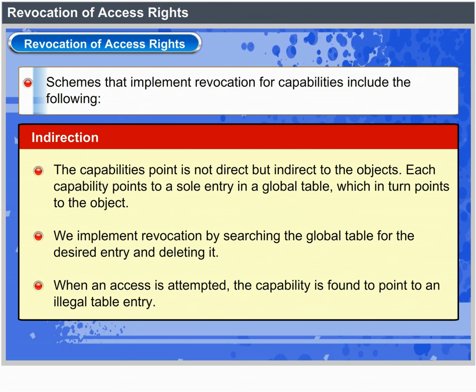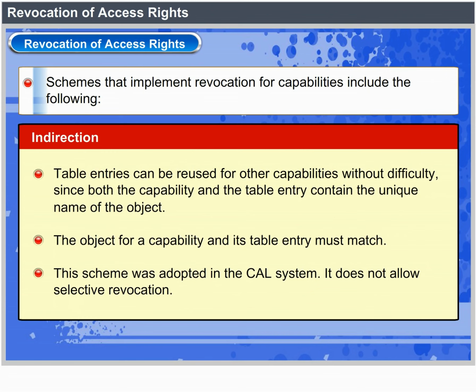Table entries can be reused for other capabilities without difficulty, since both the capability and the table entry contain the unique name of the object. The object for a capability and its table entry must match. The scheme was adopted in the CAL system. It does not allow selective revocation.